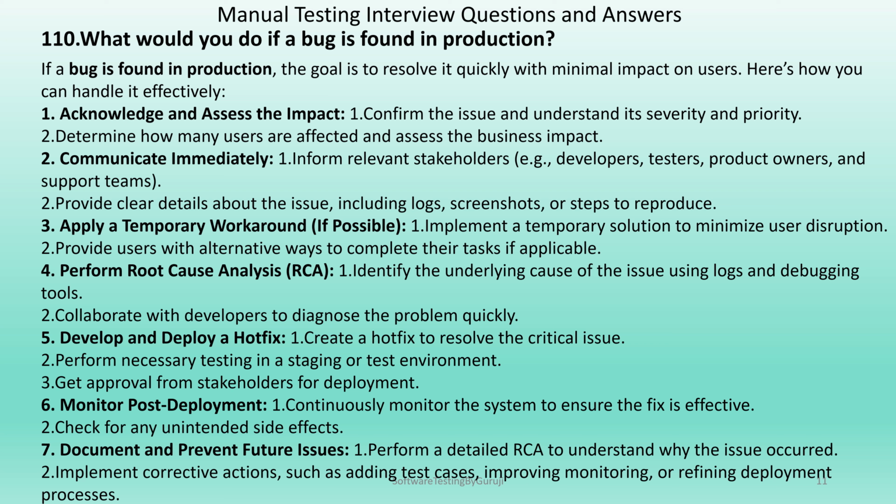Seventh, document and prevent future issues. Perform a detailed RCA to understand why the issue occurred. Implement corrective actions such as adding test cases, improving monitoring, or refining deployment processes. So in this way we can follow and handle a bug in production.